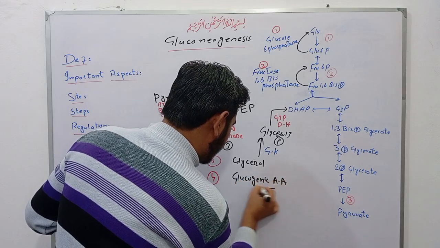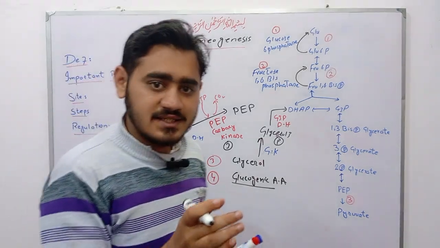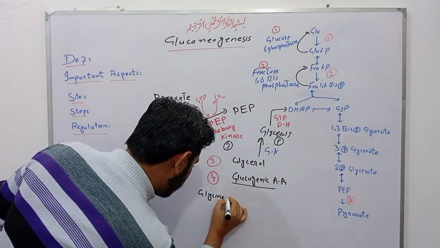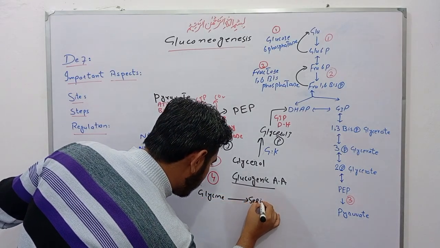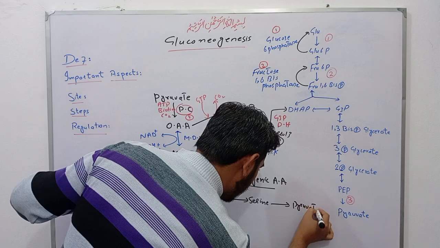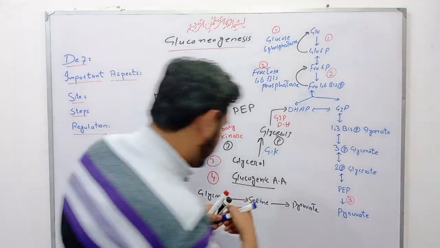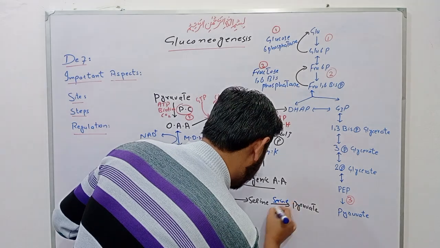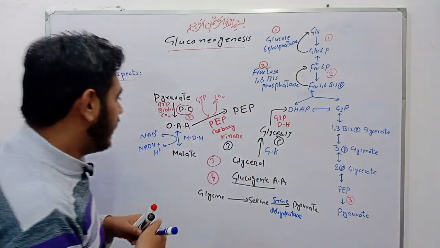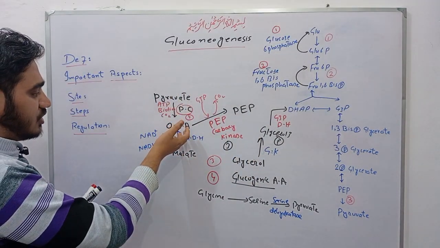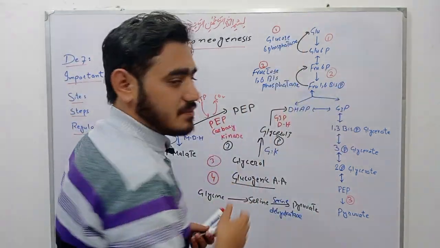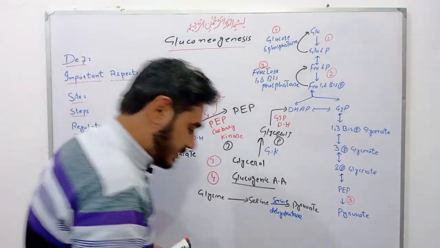The examples of glucogenic amino acids are, first of all, glycine, serine, and cysteine. Glycine is converted into serine. Serine is converted into pyruvate with the help of serine dehydratase enzyme, and this pyruvate is converted into oxaloacetic acid, which is converted to phosphoenolpyruvate, and then the same steps.